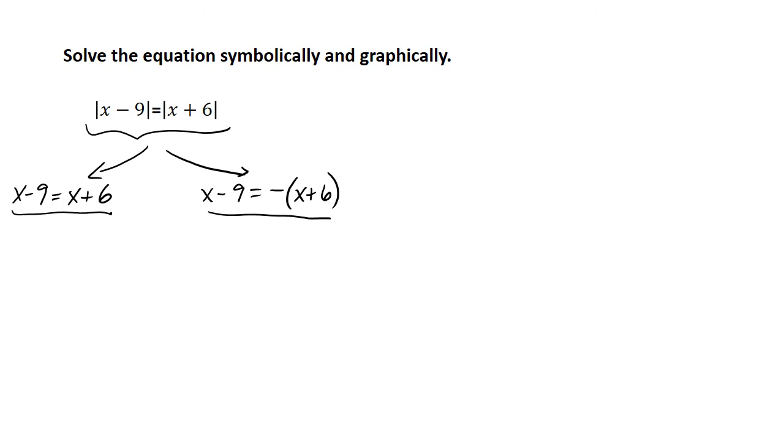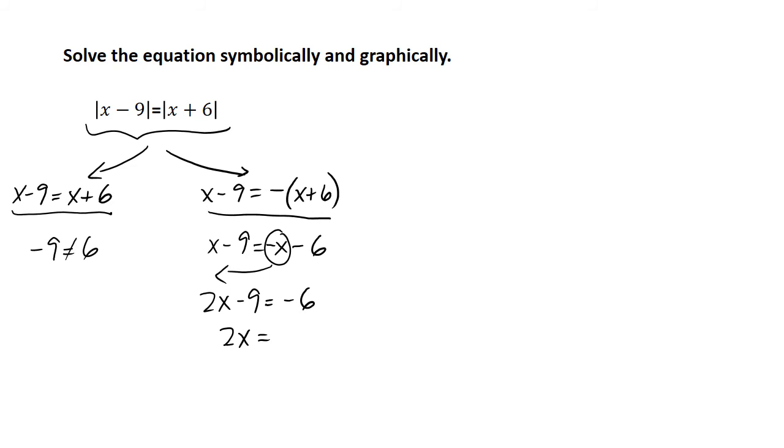When we go to solve this, if we subtract x from both sides, we get a false statement. So that's saying there's no solution from this first statement. But over here, if we negate the x and negate the 6, and then move the x's to the same side, we get 2x minus 9 equals -6. Add the 9 to both sides, we get 3. 2x equals 3, divide out the 2, and we get 3/2.